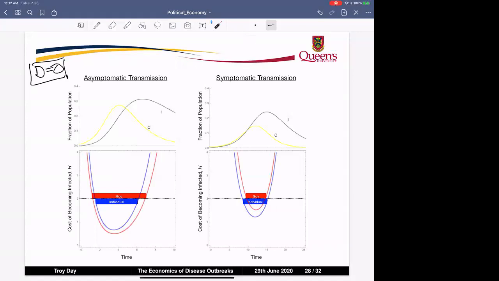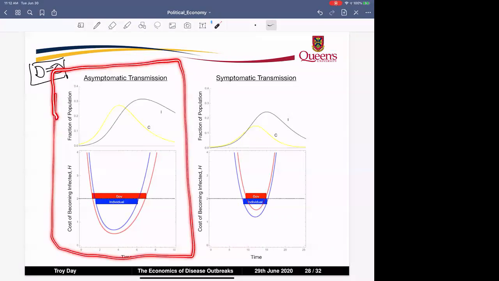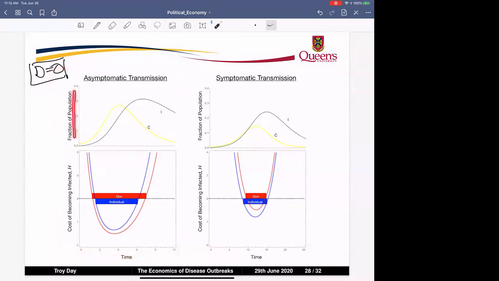So everything I'm going to talk about here, I'm going to assume D is equal to 0. It'll also be true if D is small enough, given that theorem. And what I've plotted here, if we just look at the left-hand side first, that's the asymptomatic case. The top here, I've plotted the fraction of the population in each of these classes. Here's the C class, the asymptomatic individuals, and here's the I class, the symptomatic individuals.